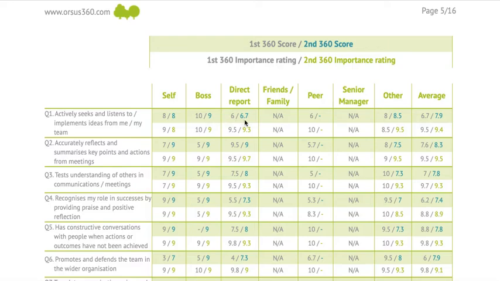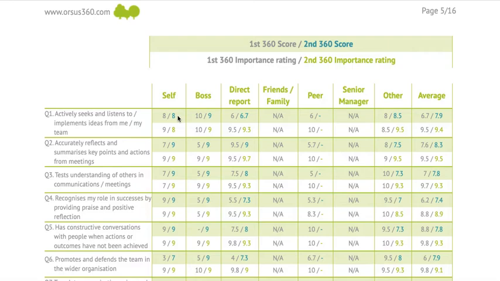Now, as I said, because of the way that the rated groups were set up on this, or the number of people that answered, actually there's no friends and family or senior manager data because there were less than 3 in each group. So their scores have been amalgamated into other. And you can also see that for the peer group, the second 360 was less than 3, so that also is contained in this number here for other. So you can allow the person to look at this information and see what it says.